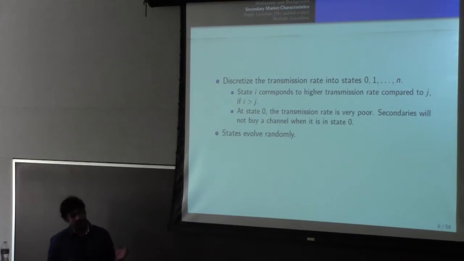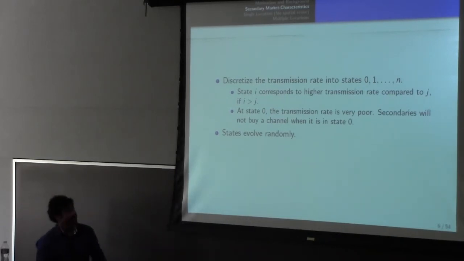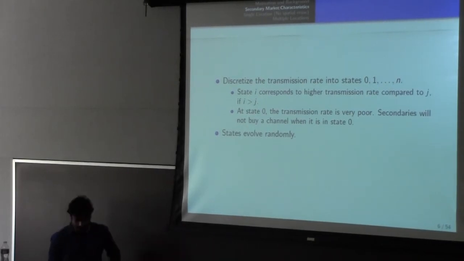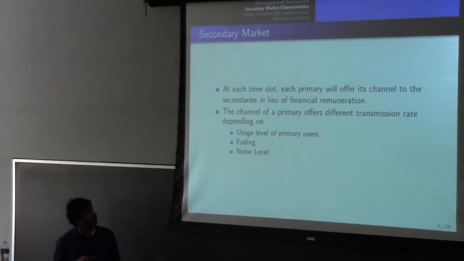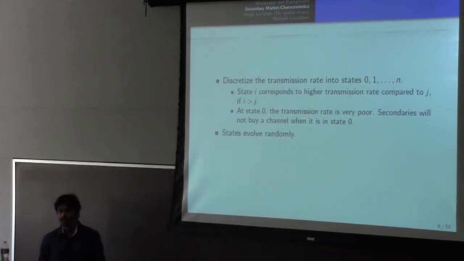We discretize the transmission rate into different states from 0 to n, and a lower index means the transmission rate is low. For some transmission, you should have some minimum rate. At state 0, the transmission rate is very low. So if the channel state at a certain time is 0, the primary cannot sell its channel, or in other words, secondaries will not prefer that channel. As all the dependent variables like the usage level, fading, and noise level evolve randomly, the states also evolve randomly.